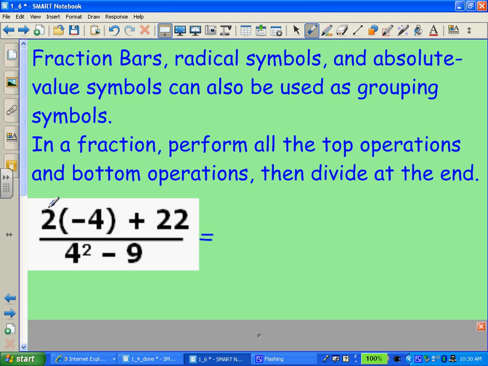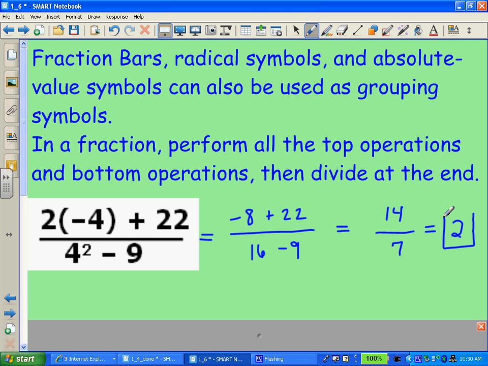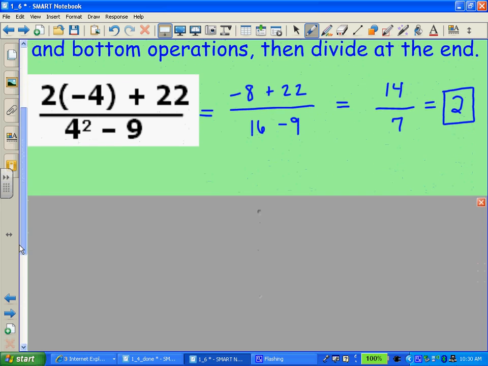So what we're going to do is treat the top and bottom separately. So let's look at the top. In the top I have some multiplication, so I've got to do that first. And then I'm going to add, so negative 8 plus 22, that gives me 14. So I know 14 is on the top. Now on the bottom I have an exponent, so I'm going to do that first. 16 minus 9. 16 minus 9 is 7. So then I have the top and bottom simplified. So then all I do is 14 divided by 7, which is 2. So when I have a fraction like that, the division is the last step that I do.